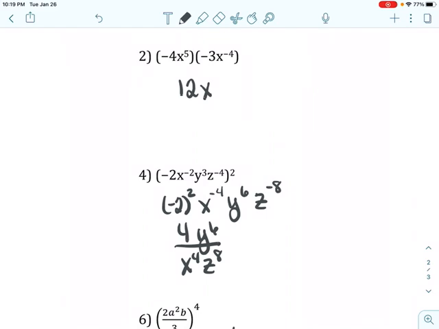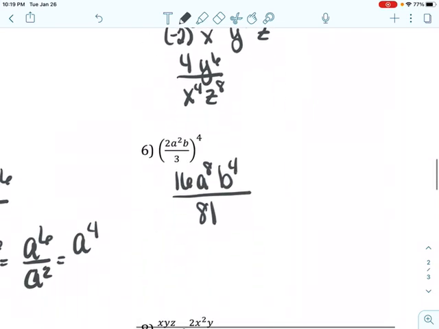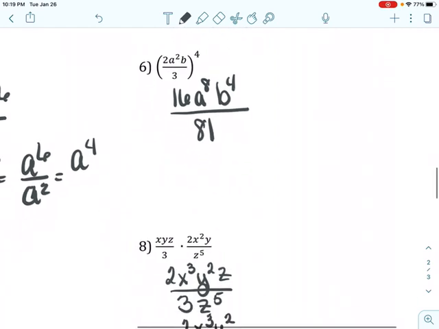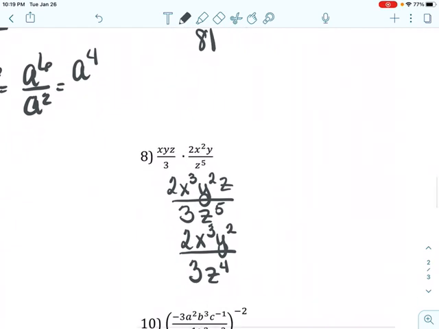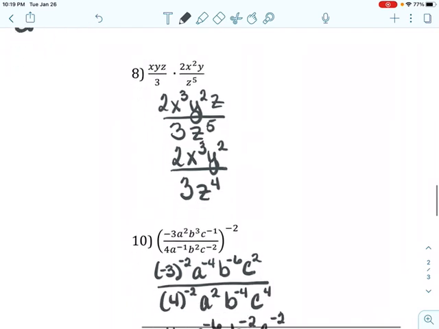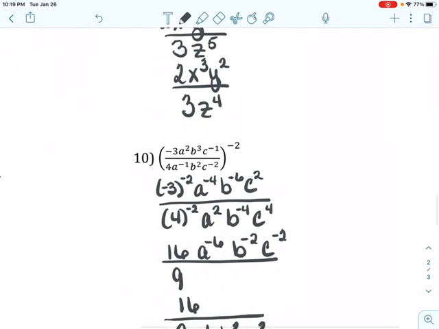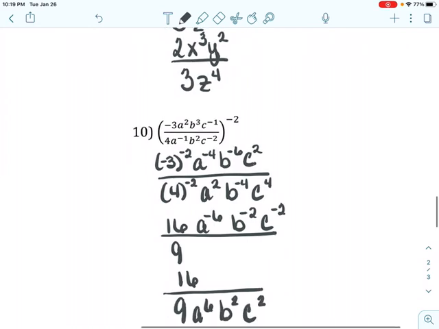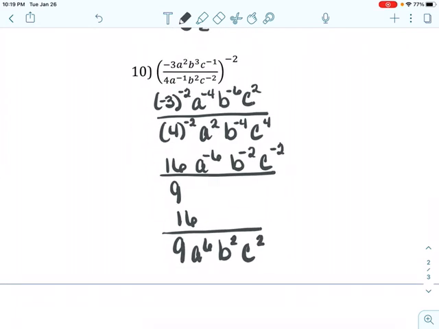All right, I got 12x, 4y to the 6th over x to the 4th, z to the 8th. Everybody got to the 4th power. Okay, I just multiplied straight across and cleaned up. Okay, here I gave everybody a negative 2. And I subtracted my exponents of my variables and moved like 3 squared, 3 to the negative 2 came down, 4 to the negative 2 came up. And then I simplified.